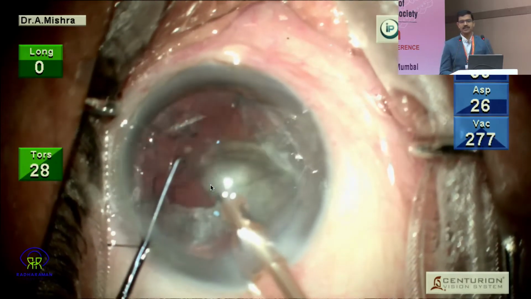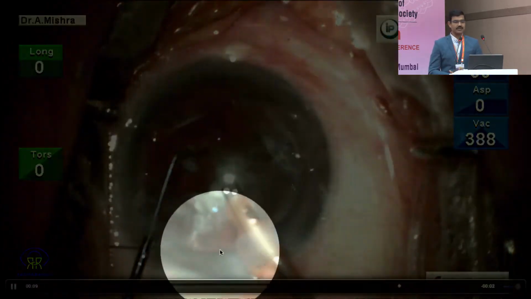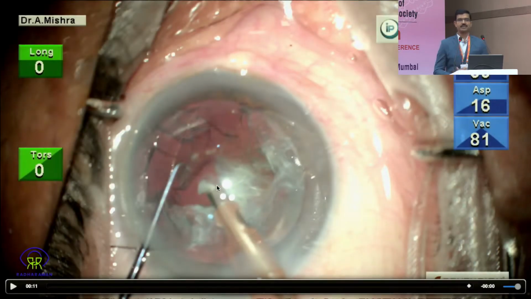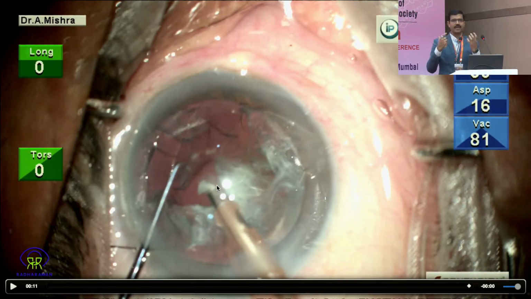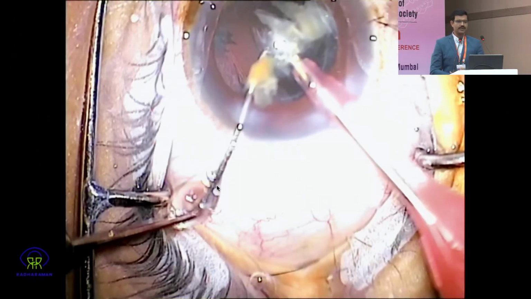So a larger nuclear fragment will also fibrillate. Look at this nuclear fragment here as it fibrillates. What happens here is that the endophthalmodonesis does not transmit to the nuclear fragments, just because there is a physical barrier in the form of the posterior capsule. Once it ruptures, the endophthalmodonesis does transfer to the nucleus fragments and they start fibrillating. So that's when you know that something's wrong in the posterior capsule. This is how you recognize it early.